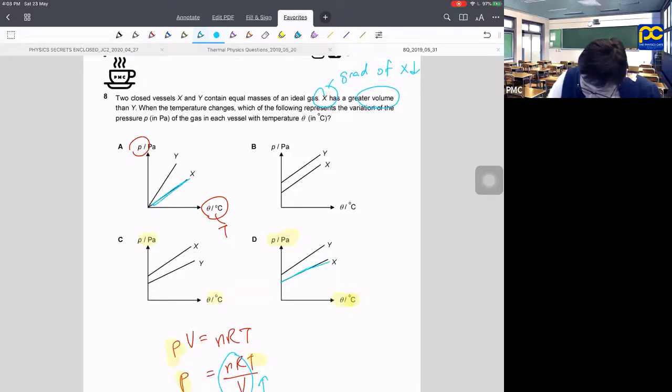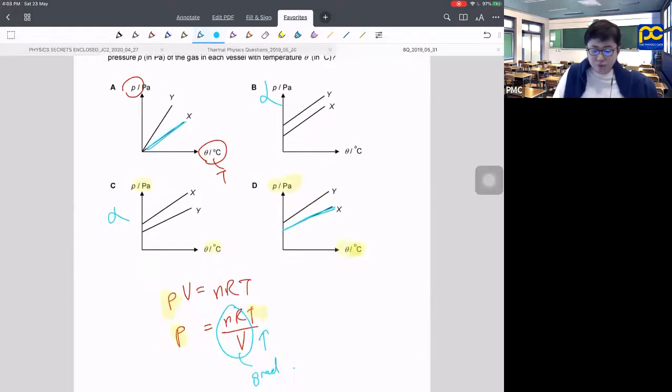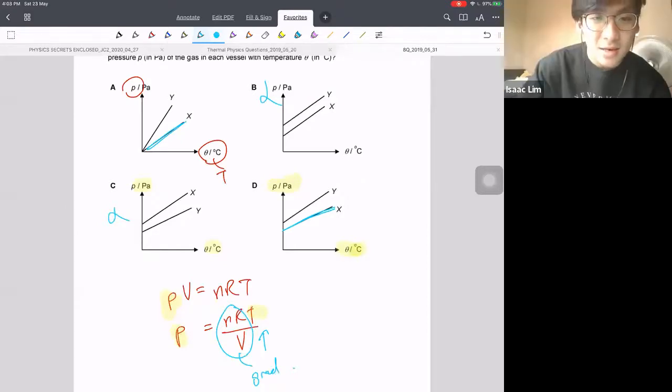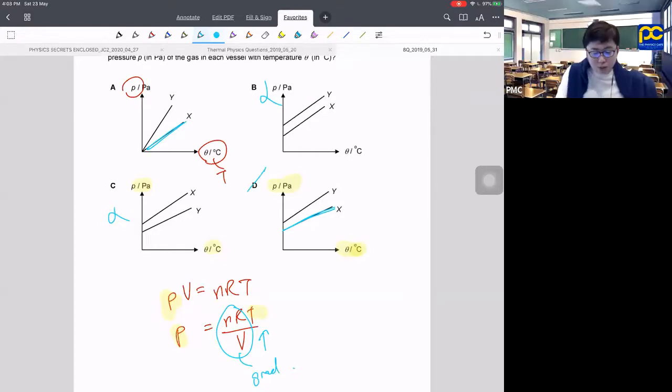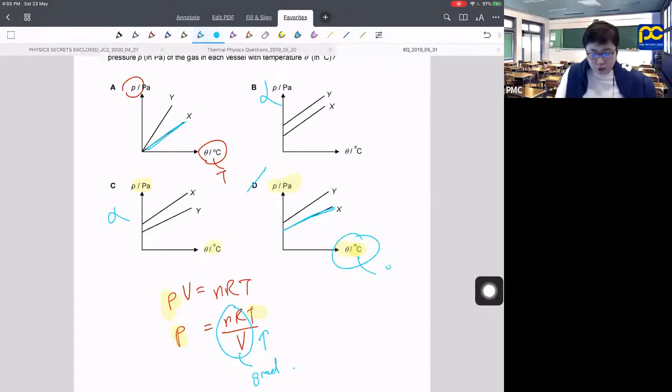So I saw it. Did you see it? Must be A or D. Which one? Is it D? Can you tell them why D? Because a lot of them will say A. Tell them why. Because it's not in Kelvin. The temperature is in degrees Celsius, right?